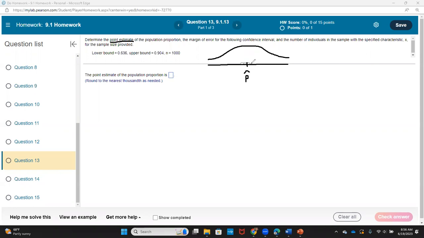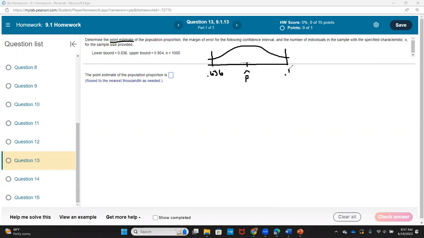So then it says the lower bound is 0.636. Again, we don't even really know what we're talking about. There's no context given here, so we'll just go with it. The lower bound is 0.636 and the upper bound is 0.904.